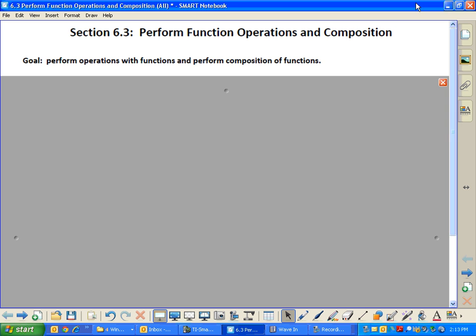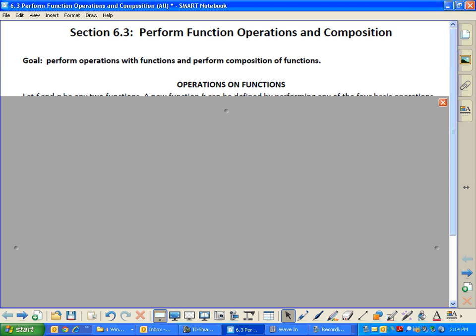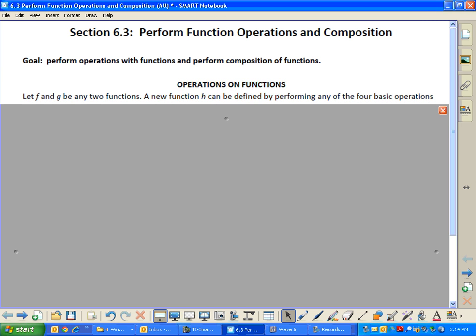In this section, we're going to talk about performing operations with functions and function composition. Our goal is to just be able to do these two things. To start off, operations with functions. Operations, pretty simple. We're going to add them, subtract them, multiply them, and then we're going to divide them.